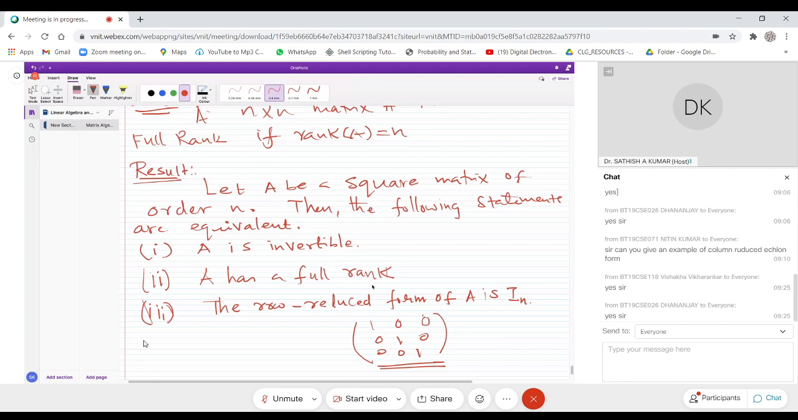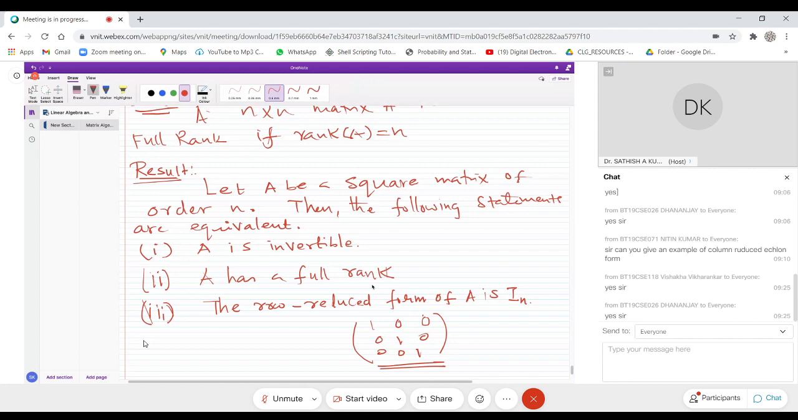And I think at the elementary level, we have also seen that the solution is determined based on the rank. If you take a system of equations, m by n, then some things are true. If rank of A is less than rank of the augmented matrix, then the system has no solution.